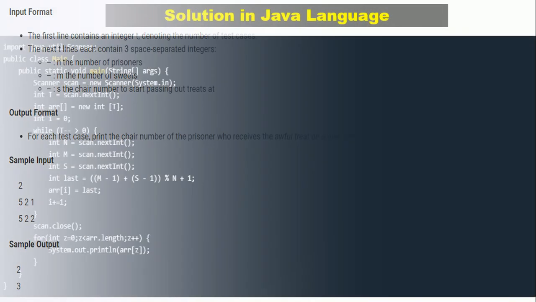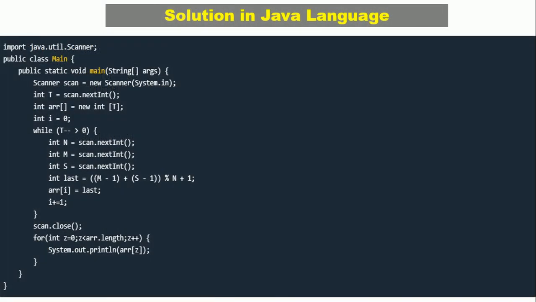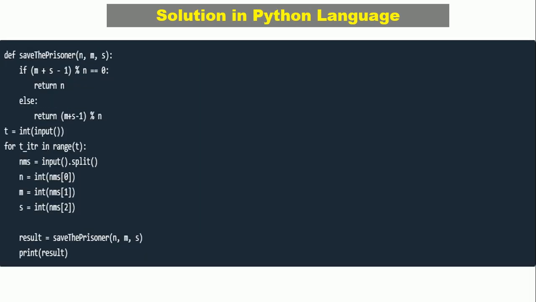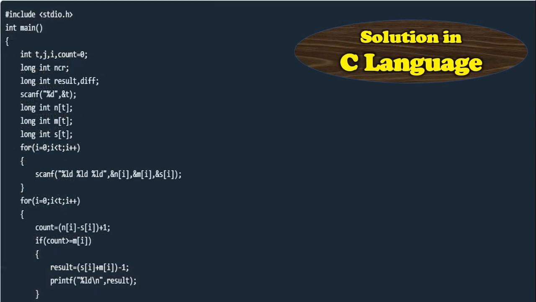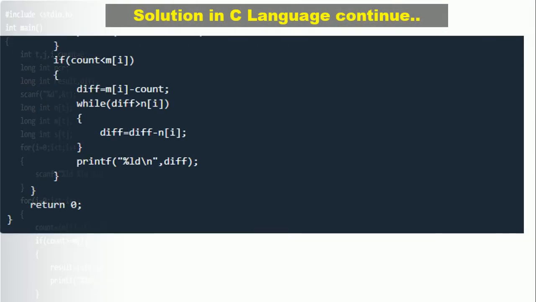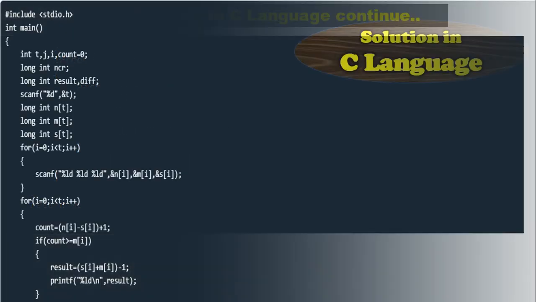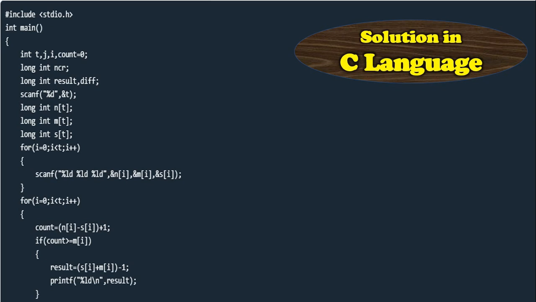And now let us see the solution in Java language. And here's the solution in Java language. Now we are moving forward to the solution in Python language. But if you want to understand the solution in Java language properly, then you can pause here. And here's the solution in Python language. Now it is the solution in C language, and here is the continuation of the C language program. So the solution in C language starts from here and it continues till here.